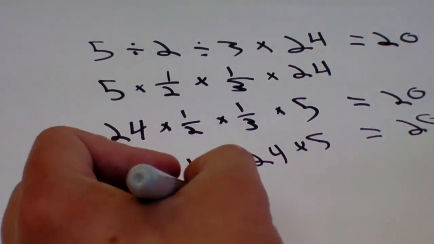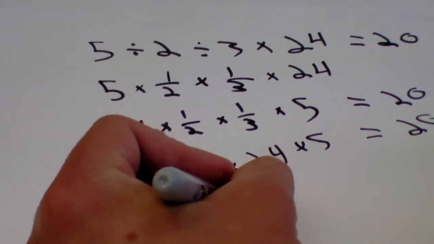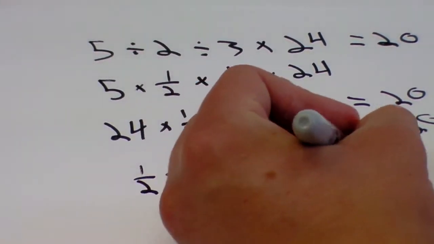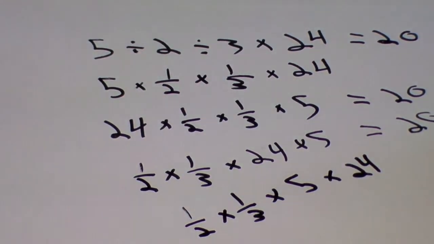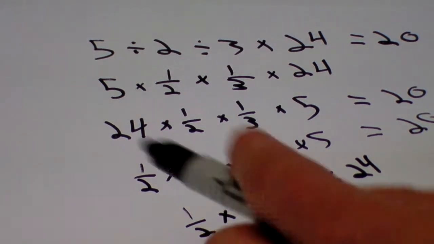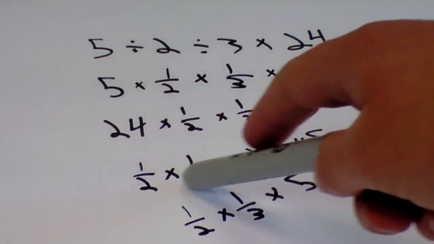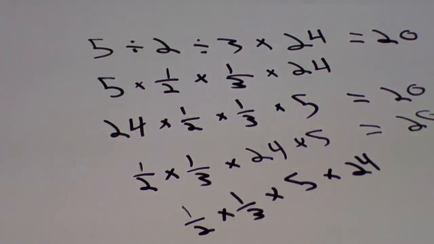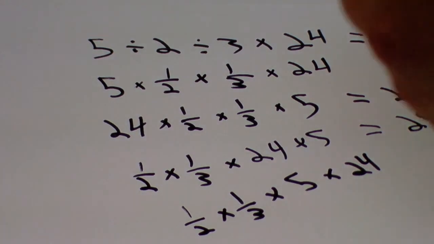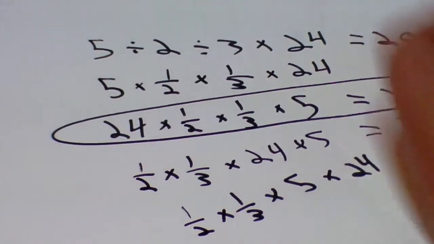Or we could do 1/2 times 1/3 times 5 times 24, but we probably don't want to do that because then we've got 1/2 times 1/3 times 5. We have to figure out what 1/6 of 5 is, and it's 5/6, so it's not too hard. 5/6 times 24 is going to be 20. So the result is still the same, but the helpful thing about this property is that it can help us rearrange things to give us the easiest way to do whatever work we have to do. So this is probably going to be the easiest way to do what we have to do.